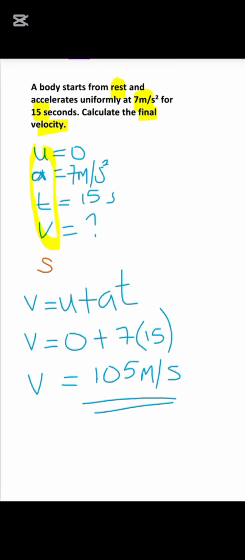We are going to solve more questions in our next class so that you begin to have familiarity on how you can solve problems using equations of motion.